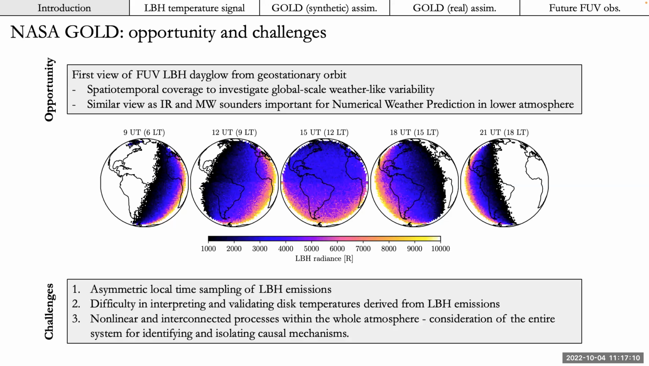But there are challenges in extracting geophysical parameters like temperature and gaining physical insights from the disk data. The first two challenges noted in that bottom box are really inherent to the LBH day glow emissions. One of them is the asymmetric local time sampling, which does not provide the complete spatial nor complete global coverage needed to quantify the global patterns of variability. And also the difficulty in interpreting and validating the retrieved disk temperatures due to the LBH band's broad vertical emission region in the thermosphere. I'll get into that a little bit more in a few slides.